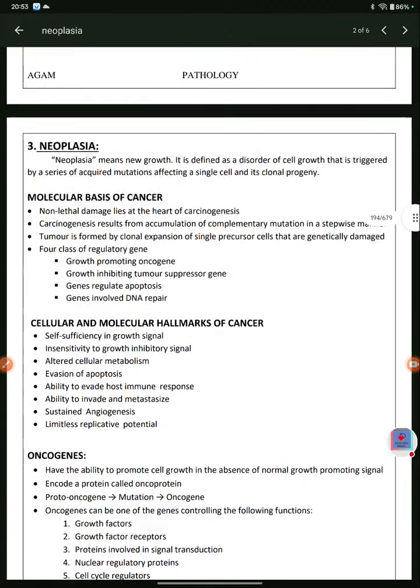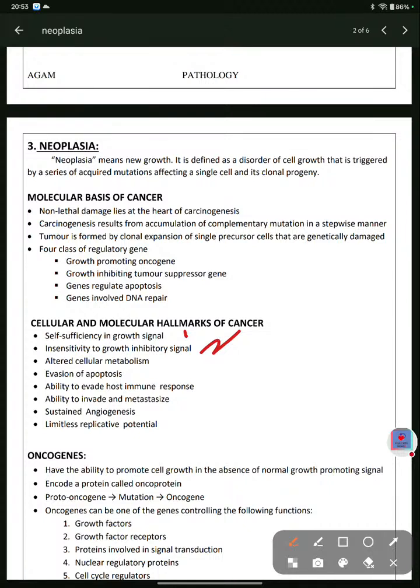Okay, so these are the hallmarks. First is self-sufficiency in growth signal. It does not require any growth signal; it will grow by itself. Insensitive to growth inhibitory signal. Altered cellular metabolism. There is no apoptosis. It can escape from the host immune response. Ability to invade and metastasize. There is formation of a new blood supply, angiogenesis, and limitless replicative potential.